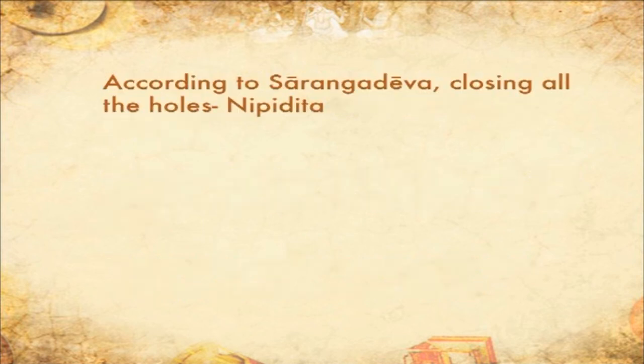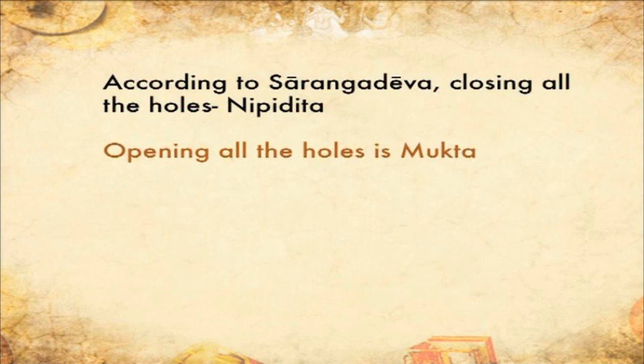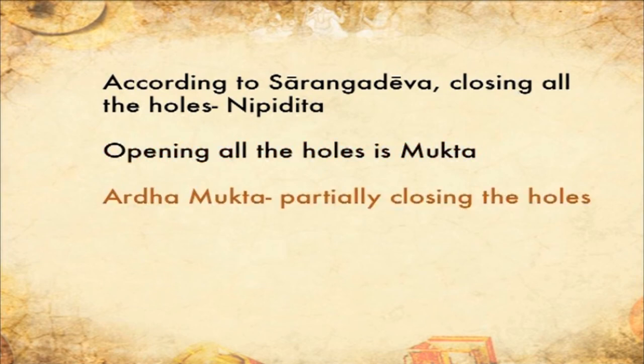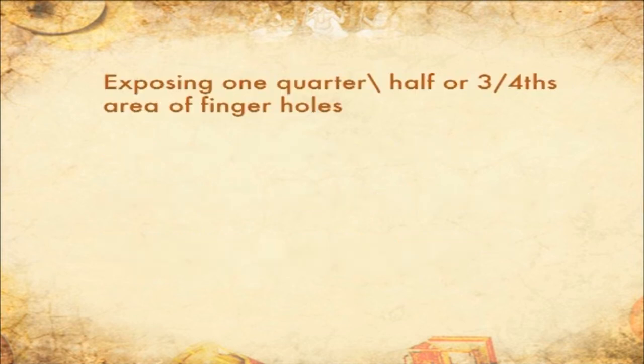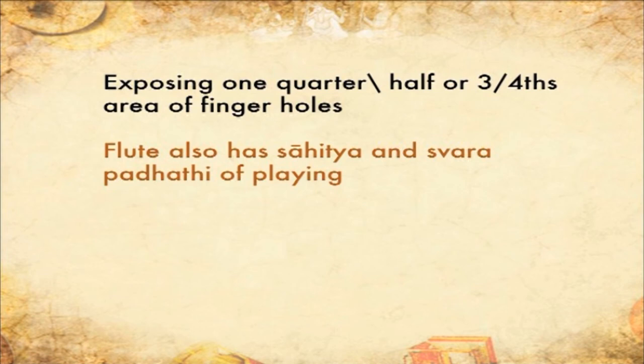According to Sarangadeva, closing all the holes is called Nipidita and opening all the holes is Mukta. Ardhamukta refers to partially closing the holes. The quarter tones are produced by opening and closing the finger holes to the desired extent, that is, by exposing one quarter or half or three-fourths area of the finger holes. Just as in stringed instruments, in the flute also, there is Sahitya and Swarapaddhati of playing.